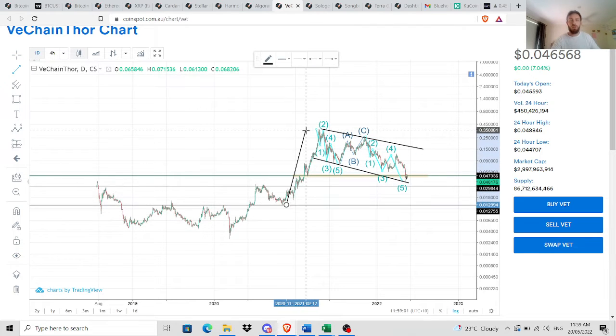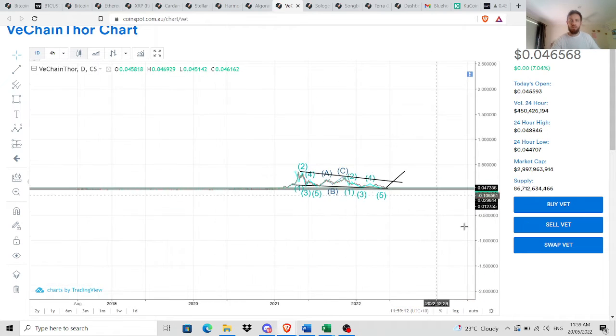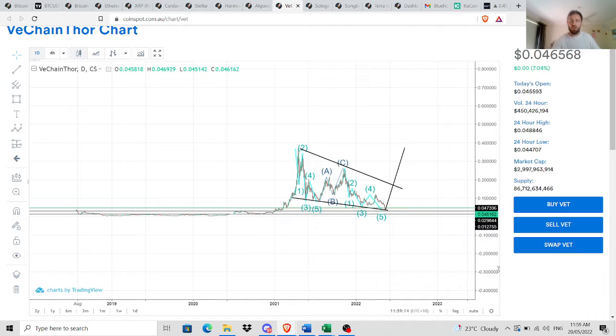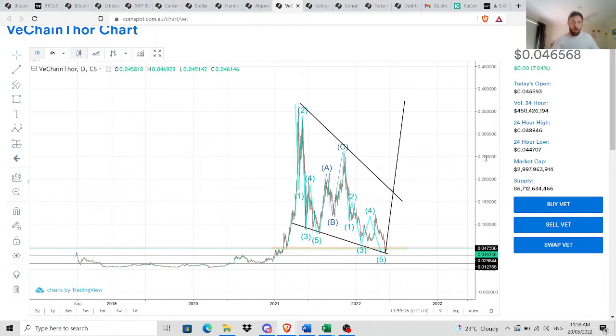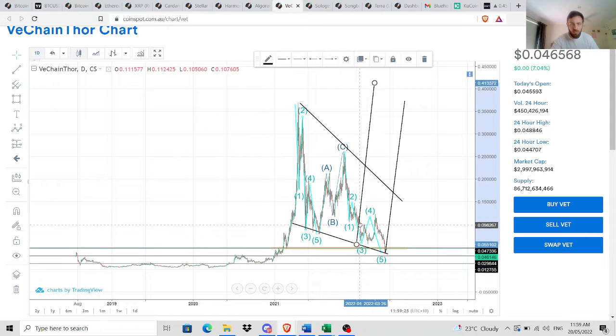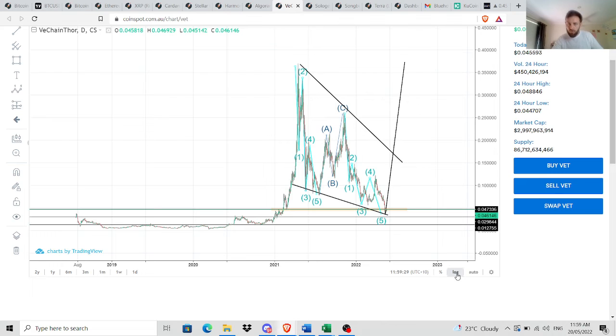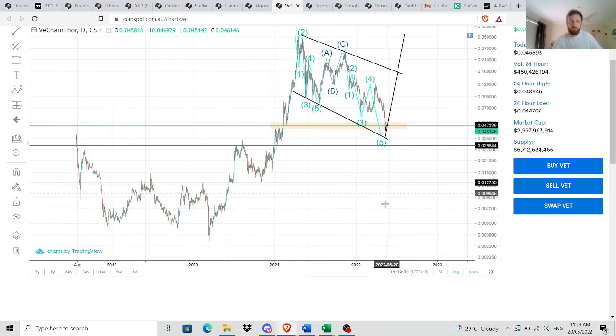And this wave too, when it breaks out, we could easily go to the top. Retest previous all-time highs. Take it off the log structure. Excuse me. It's kind of the same thing. This looks better on log.